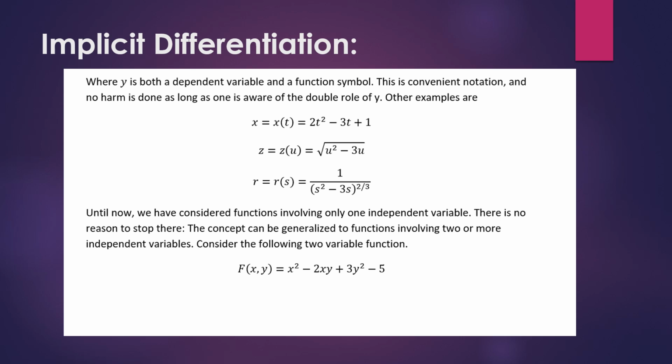Other examples that you might see: here we have x as a function of t. So x equals 2t squared minus 3t plus 1, but we're acknowledging that x is a function of t. This is really common in physics, where x is a position and t is time. But again, we can do this with any variable. We can have z be represented as z of u, so this is a function in terms of u. And we can have r equals r of s, where we're talking about a function in terms of s.